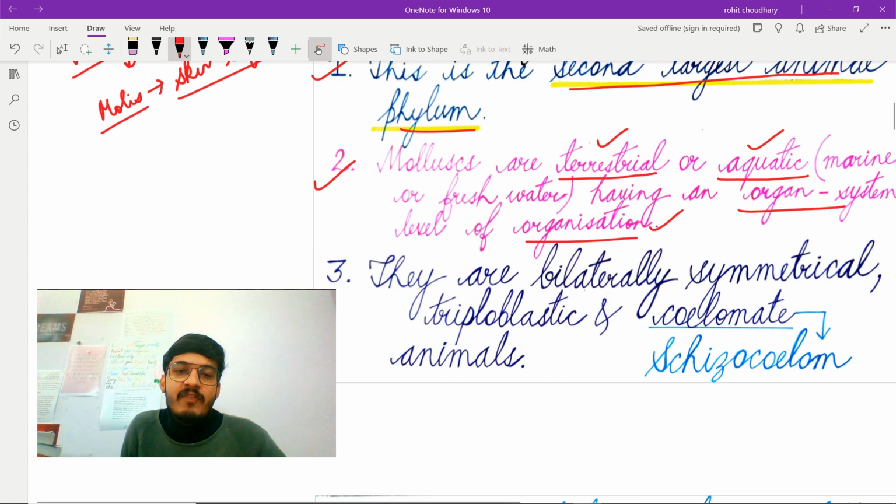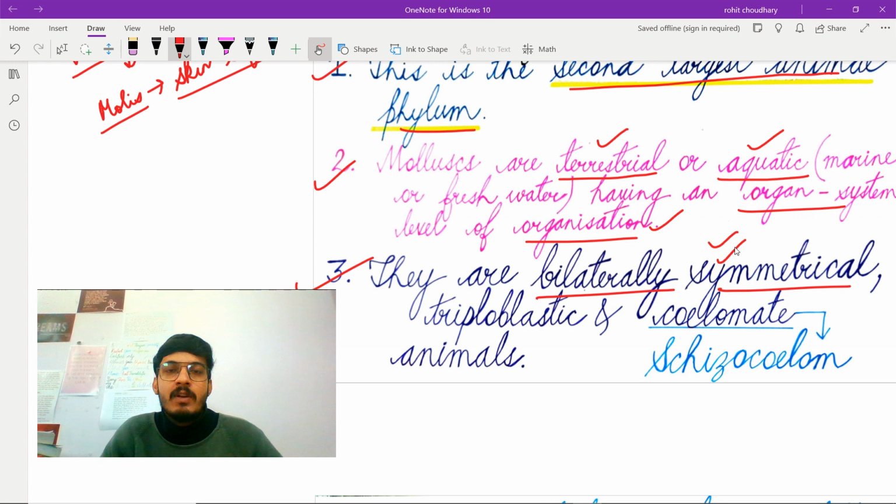The next feature is they are bilaterally symmetrical. Bilaterally symmetrical means their body can be divided into two equal halves. If the axis is passed right from the center of their body, then the body can be divided into left half and right half. And they are triploblastic. Triploblastic means all the three germ layers are present, namely outermost ectoderm, middle mesoderm, and the innermost endoderm. And they are coelomate. That means a true cavity or internal space, the coelom, is present, and they have schizocoelom.